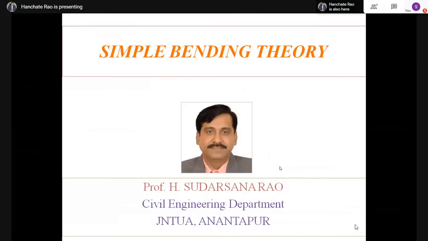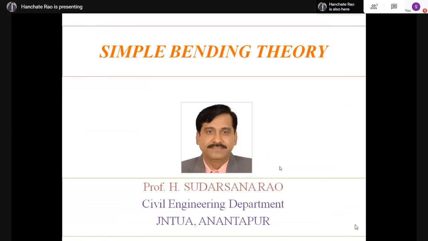So let us continue our discussion on simple bending theory. Today's topic is simple bending theory. Whenever a cantilever beam or simply supported beam or overhanging beam or a continuous beam or a portal frame, whatever structure you take, is subjected to certain loading, bending of the beam or the structural element takes place.